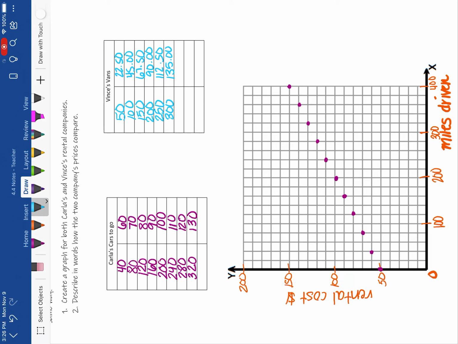And then I'm going to go ahead and graph Vince's as well. So we have 50, 22.50. So 20, 40, 50 is going to be right here in the middle. And 22.50, gosh, that's going to be really hard for me to graph. So you know what I think I'm going to do? I think that I am going to skip to the ones that are not decimals, and I think I'm just going to plot 145, because I know 45 is exactly halfway between 40 and 50.